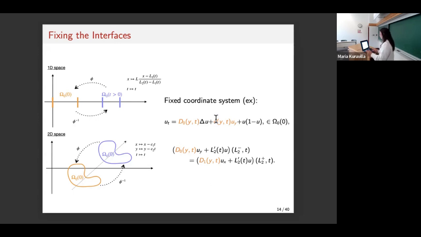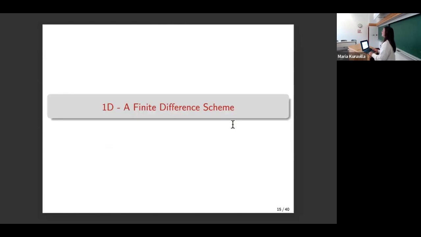However, for the fixed coordinate system, when we restate our equations, we end up with coefficients that are dependent on both space and time, and also an additional advection term. So we switch moving interfaces for a more complicated relation. However, we prefer this. Okay, so let's start with the finite difference scheme.